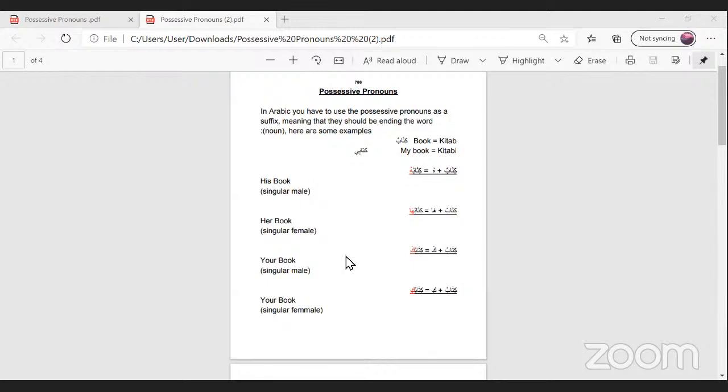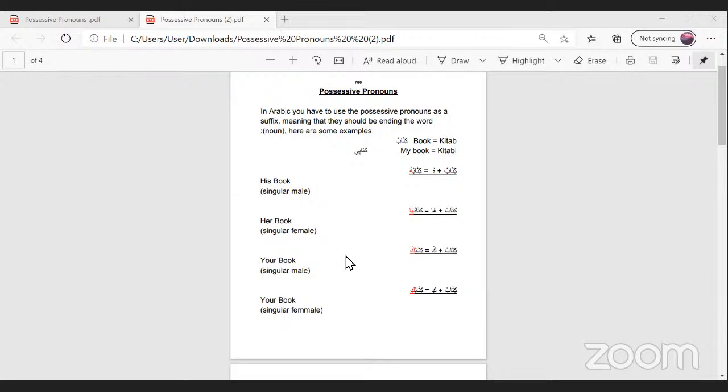So let me try this one. His imam, imamuhu. Correct. Her imam, imamuha. Correct. Your imam, imamuka. Correct. Your imam for female, imamuki. My imam, imami. Correct. Our imam, imamuna. Excellent.